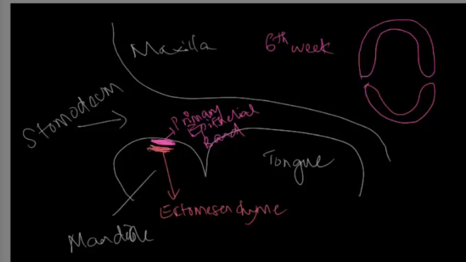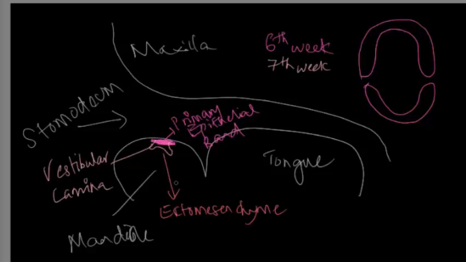So this primary epithelial band continues to grow downwards, invading into the ectomesenchyme, and so as it grows, at around the 7th week, which I've drawn in a different shade of pink, it grows deeper in the form of, one will be the vestibular lamina, and the other would be the dental lamina.